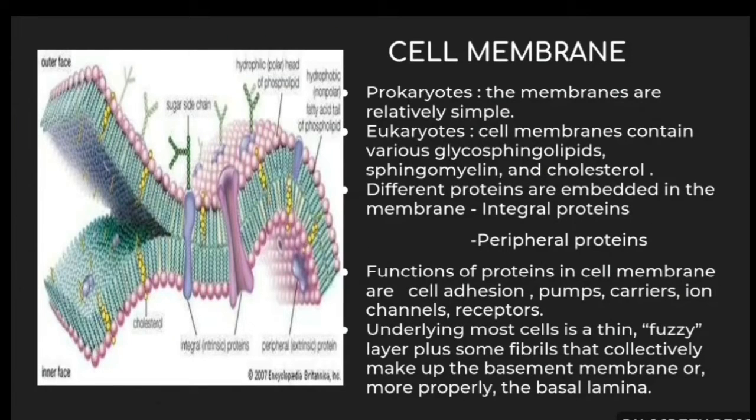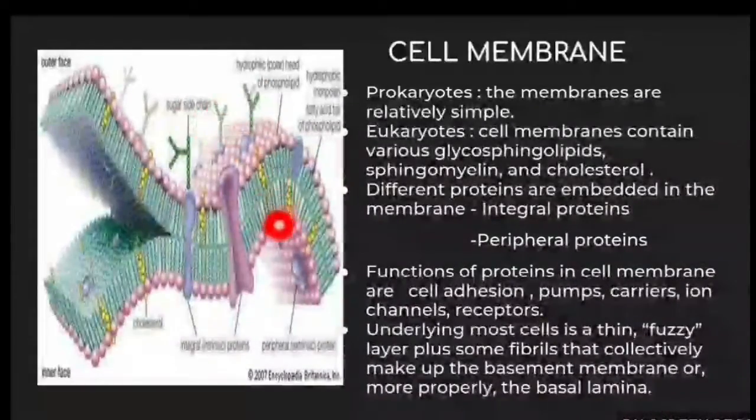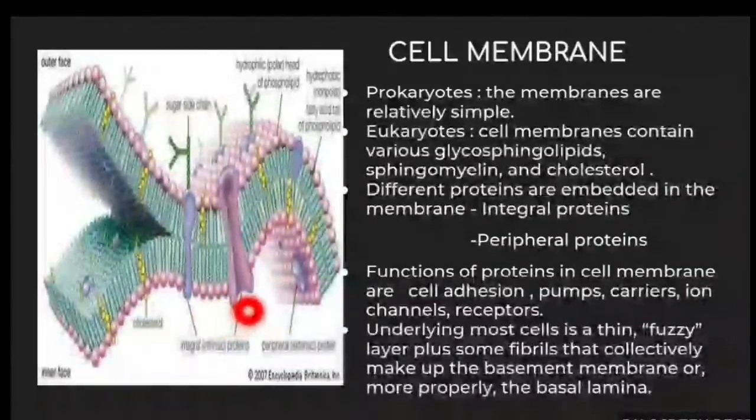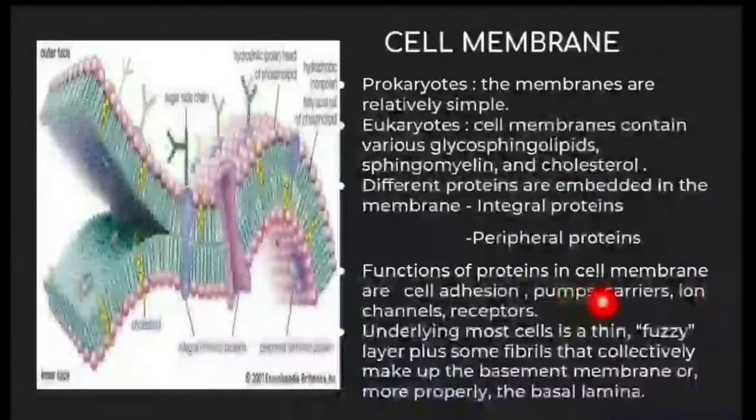The cell membrane of prokaryotes is very simple when compared to eukaryotes, which usually contain glycosphingolipids, sphingomyelin, and cholesterol. There are two different types of proteins that are embedded in the membrane: integral proteins and peripheral proteins. These are integral proteins and the outside ones are peripheral proteins. So what is the function of proteins in the cell membrane?